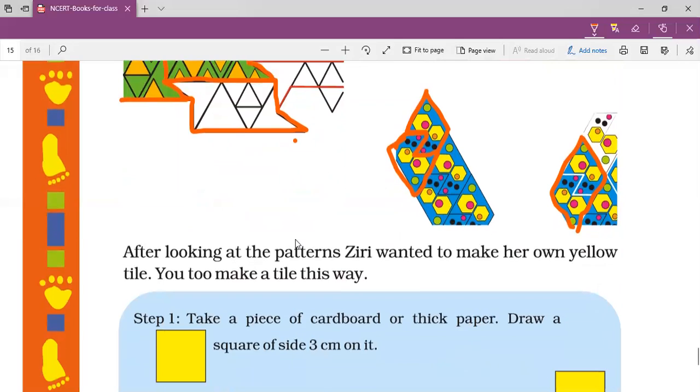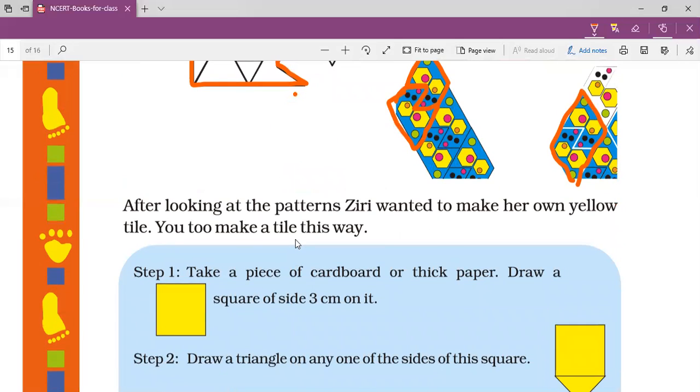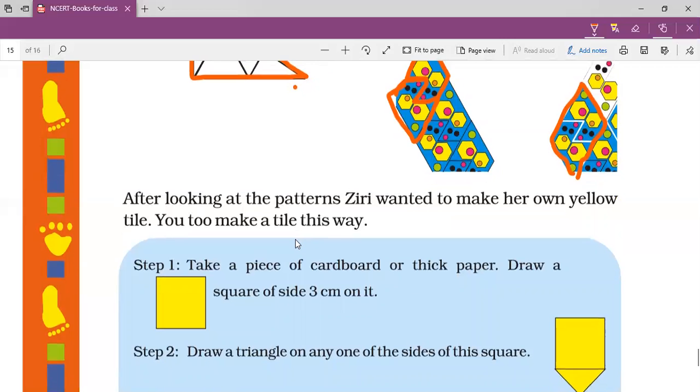After looking at the tiles, Ziri wanted to make her own yellow tile. Now Ziri wants to make her own yellow tile. You too can make a tile this way. So let's see what they have said.